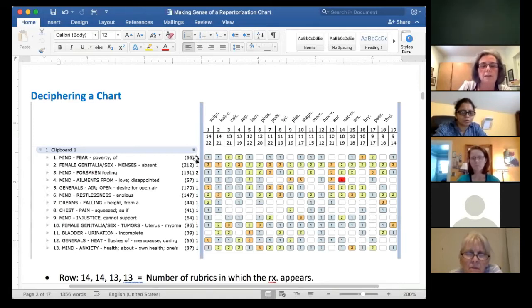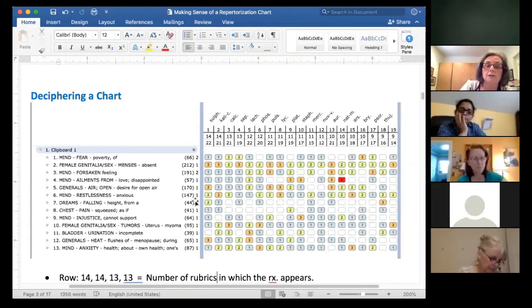So if you notice here, we've got rubric number 1, mind, fear, poverty of, has a 2 by it. And the third one has a 2 by it. And that has affected these numbers. So the 2 has doubled the appearance of that remedy in that rubric. So that's why we get 14 up here, because we've got a 2 here and we doubled the 1, and a 2 here and we've doubled the 1, and then we also double the weights.